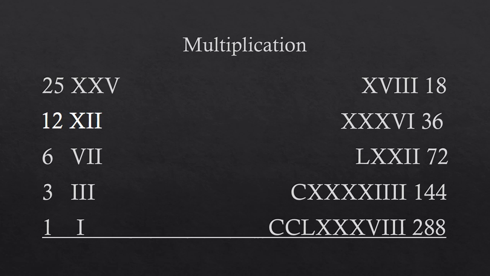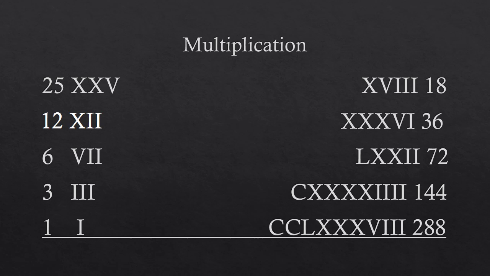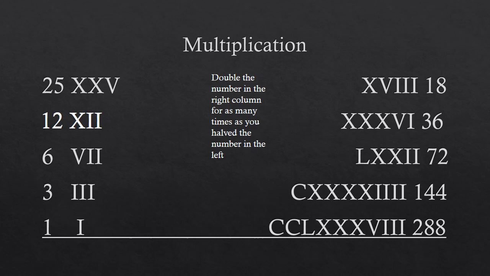Let's take a look at multiplication. For our example, we will use the problem 25 times 18. We start by using our 2 values to form 2 different columns. Then, halve the number in the left column until we get to 1, rounding down in the case of halves. So 25 halved is 12.5, but we will simply express it as 12. Half of 12 is 6, half of 6 is 3, and in our system, half of 3 is 1.